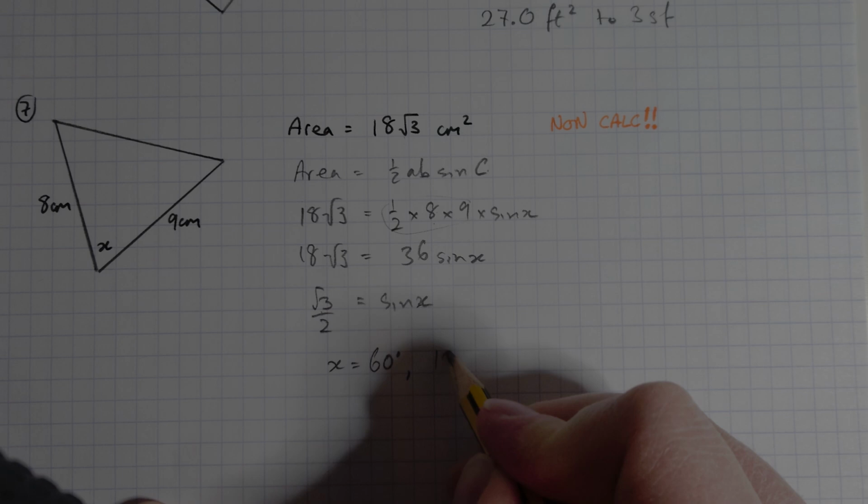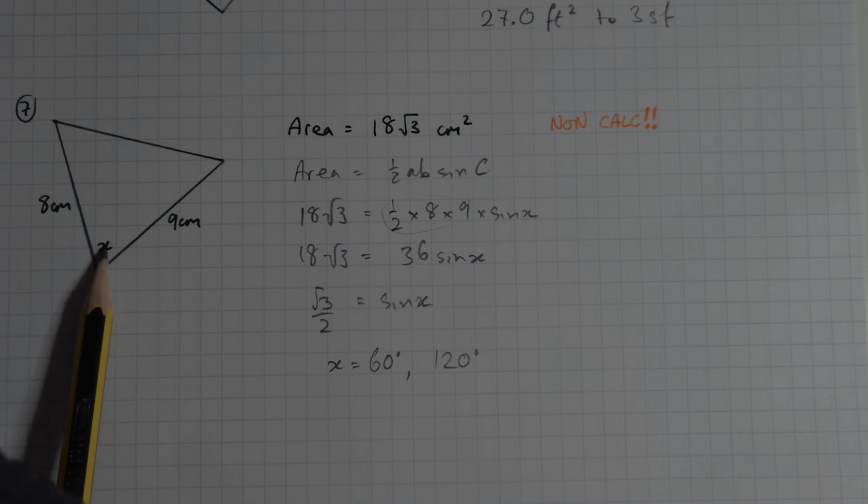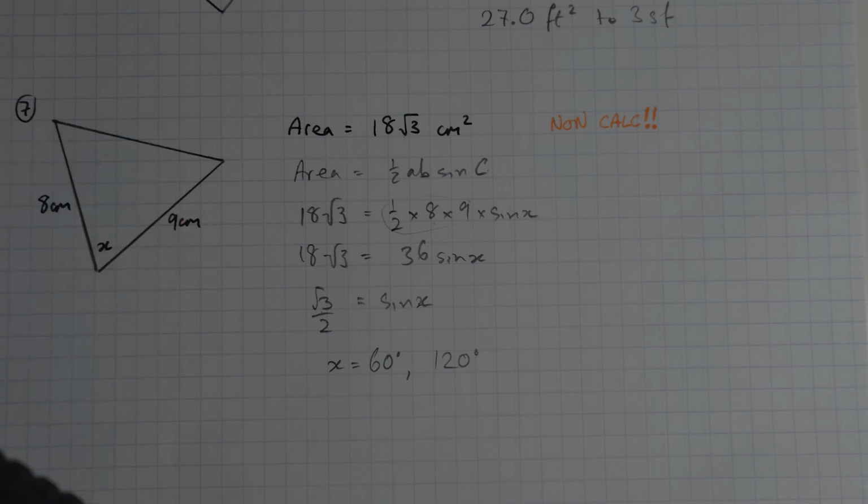180 minus 60 is 120. And once again, there's really no reason why it couldn't be 120. Most people are happy that that could be 60. Well, why not 120? It could be. 120 still leaves space for two other angles. So it's ambiguous. It's those two.